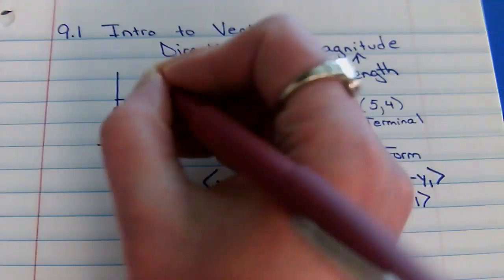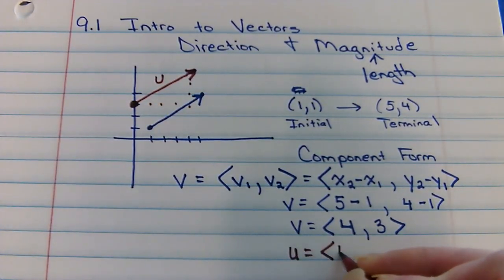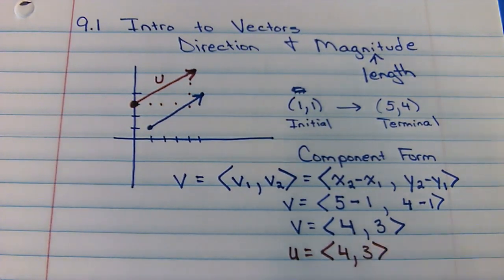So this other one, let's call him U. U would also be (4, 3) because it's exactly the same.